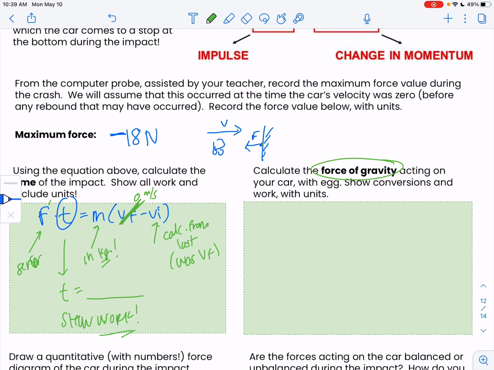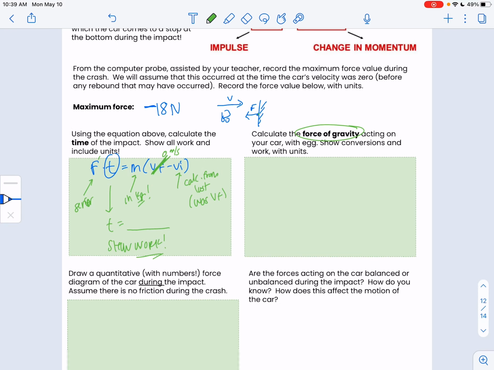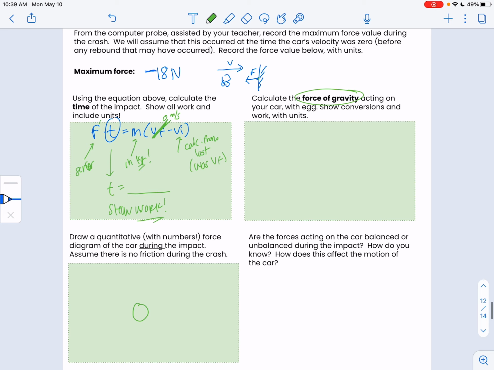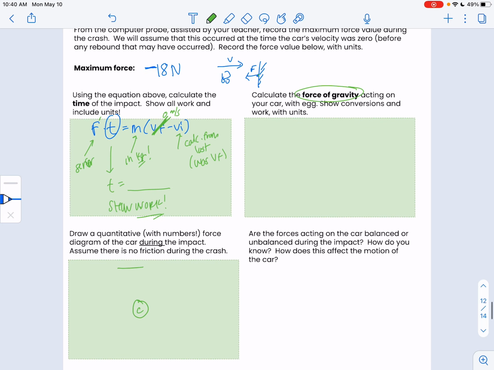If I want to calculate the force of gravity on the object, it might make more sense to first draw your force diagram. Let's assume that the car was going this direction. And then you need to draw and label whatever the forces are, with numbers. So I want numbers and labels, like FG, FG, cart, earth, whatever, and I want those numbers. And then you draw the rest. I'm not going to draw the whole thing for you, but you draw the rest.